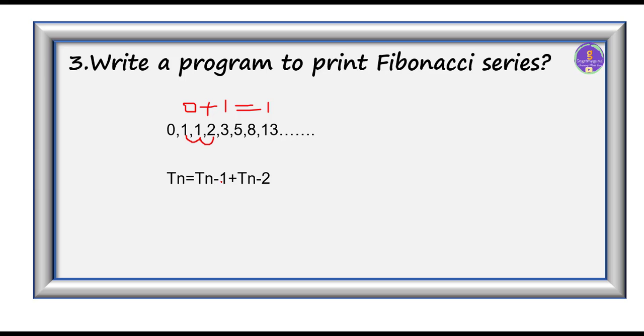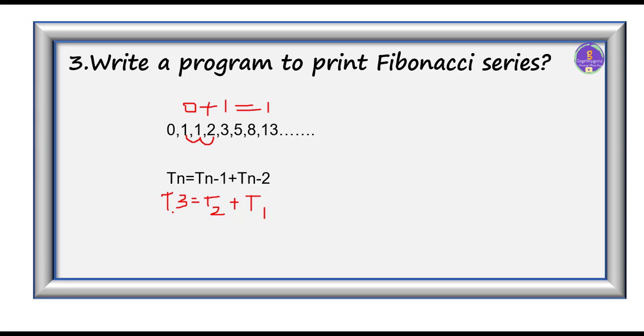So we can write the nth term as t of n minus 1 plus t of n minus 2. Suppose here n is 3. That is, the third term will be term 3 minus 1, which is term 2, plus t of n minus 2, which will be term 1. So term 2 plus term 1 will be my term 3. So this is how the Fibonacci series is written.